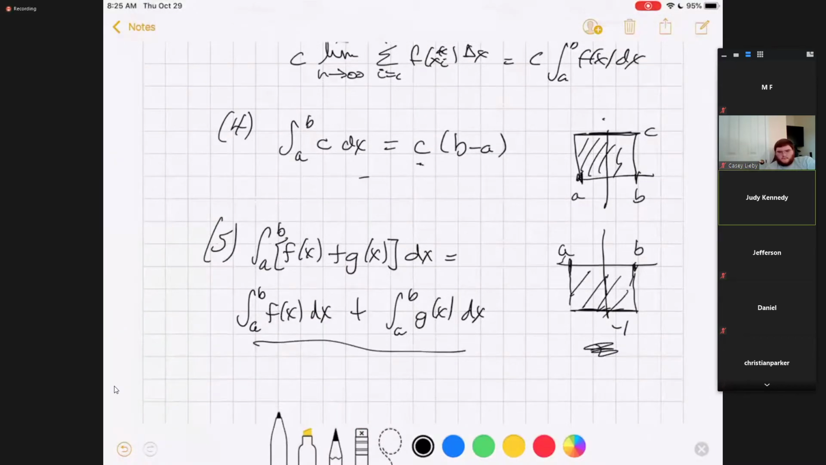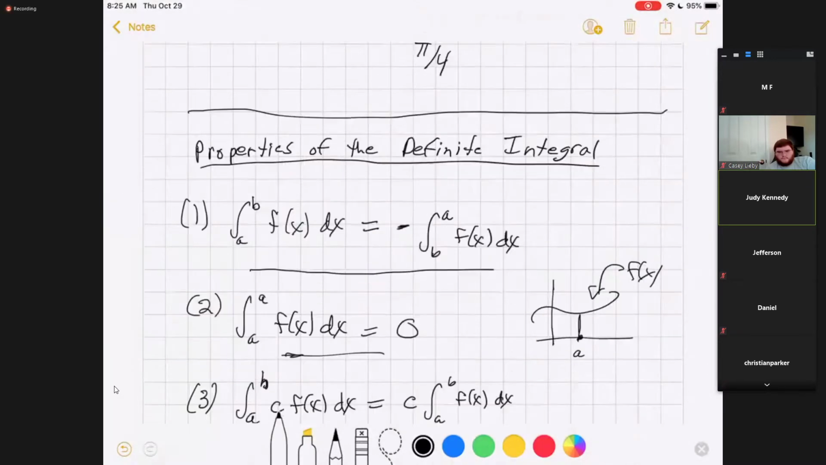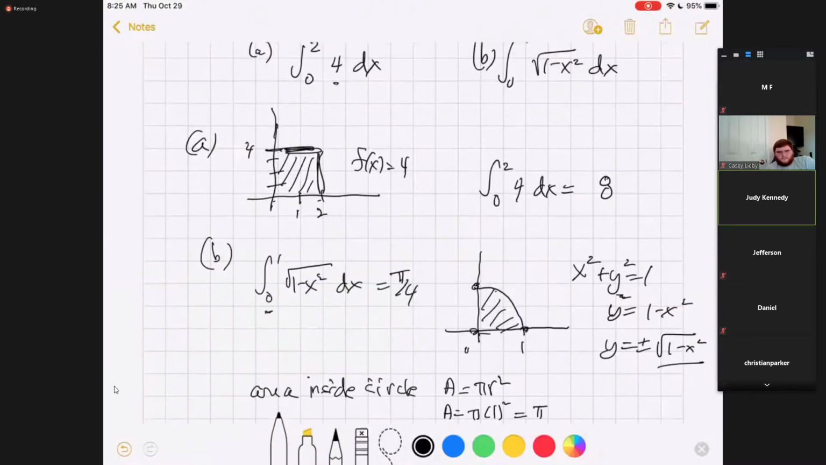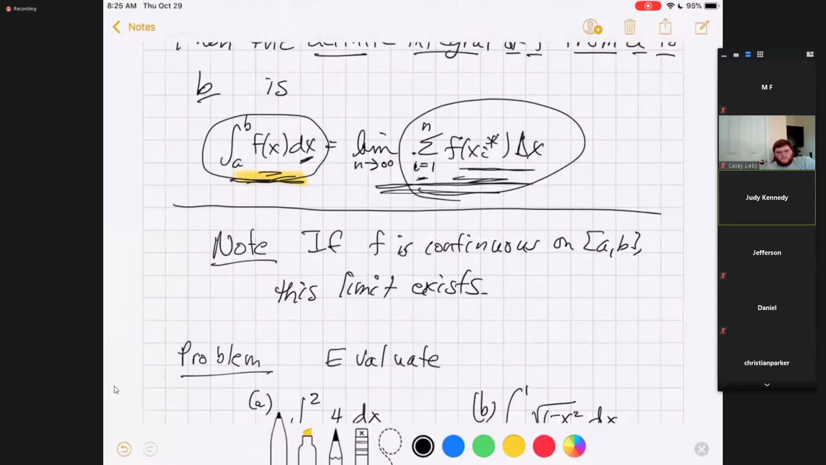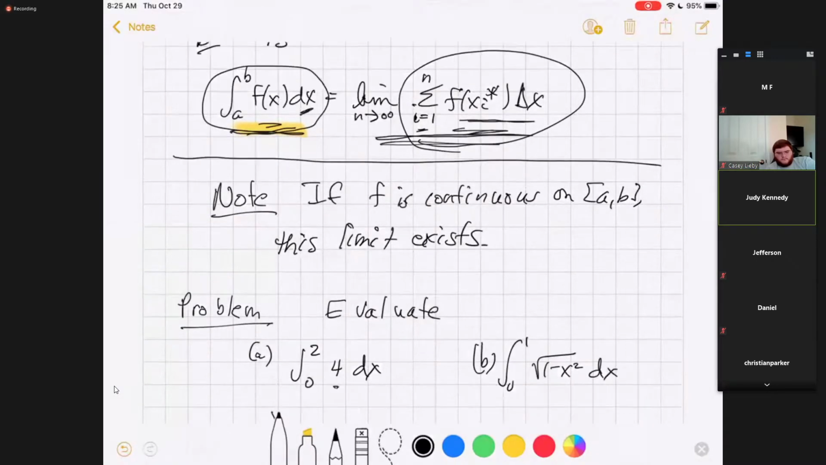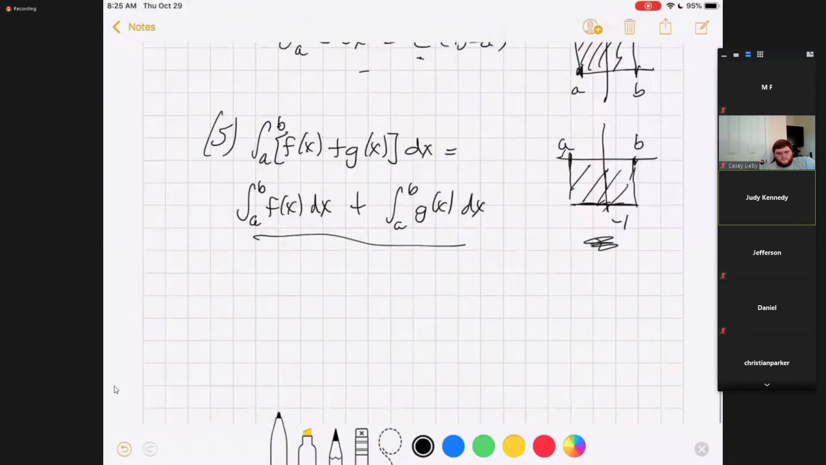Okay, and the reason this holds, again, goes back to the definition. It's a limit of those Riemann sums. If you have a sum of numbers, you can break it into the sum of two sets of numbers. No, that's not what you're doing, that's another rule. Let me just write it down. We can prove this, actually.